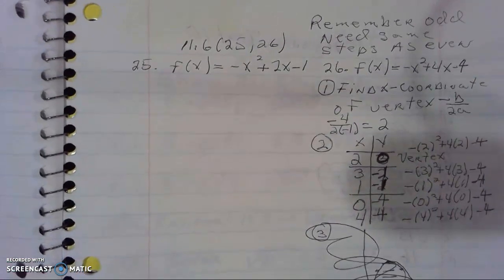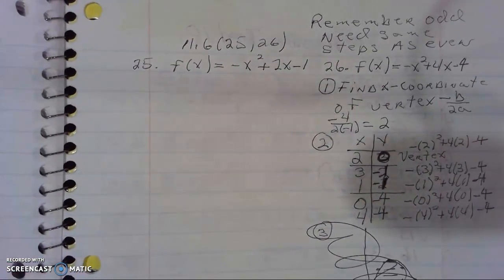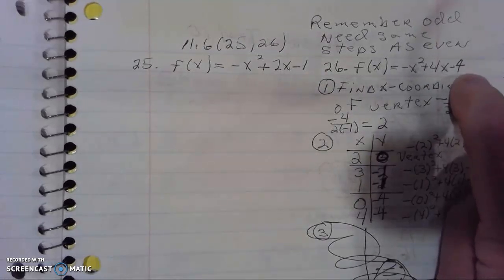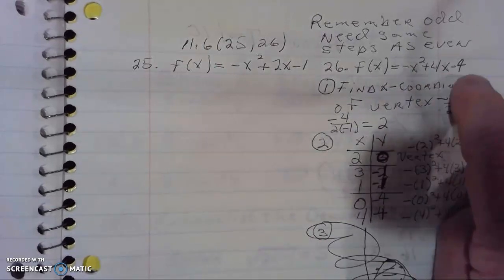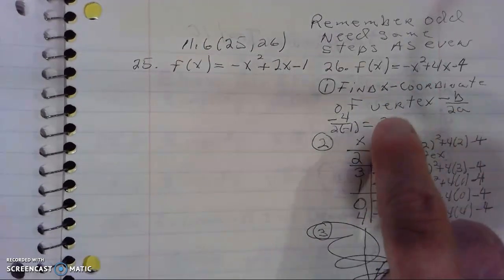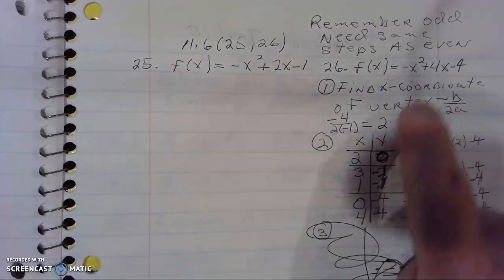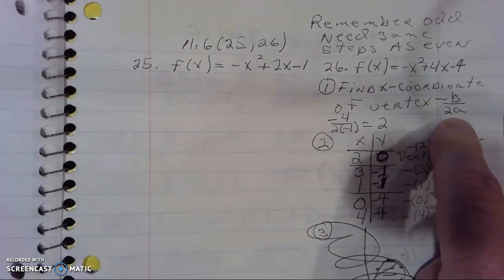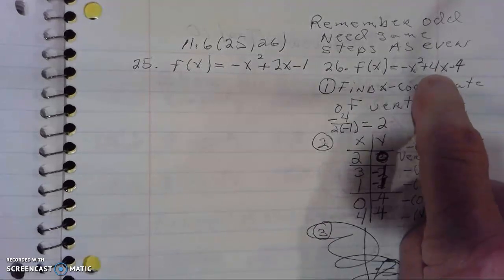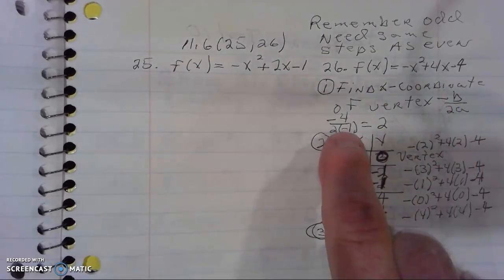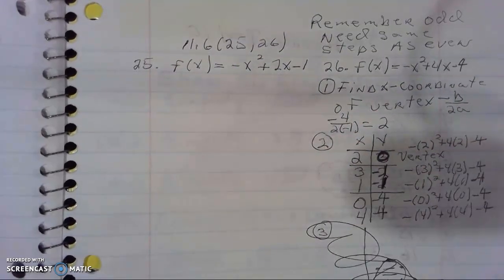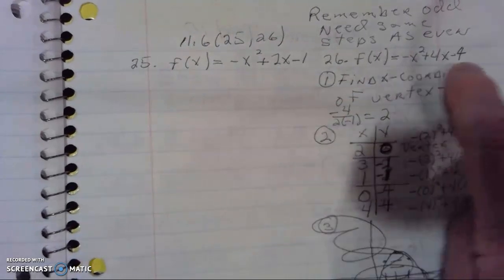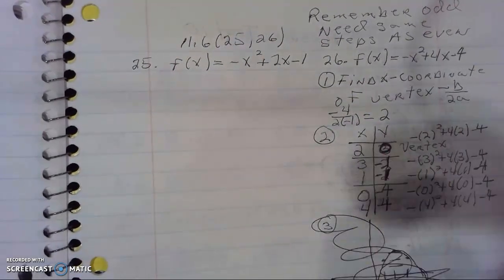Then when we have a parabola in general form, and I miscopied it at first, I had this as minus 1 instead of minus 4, but it's negative x squared plus 4x minus 4. To find the vertex on these in general form like this, you put negative b, which is negative 4, over 2 times a, 2 times negative 1, so it comes out to 2. Then you put that 2 into the original equation, and it works out to 0.